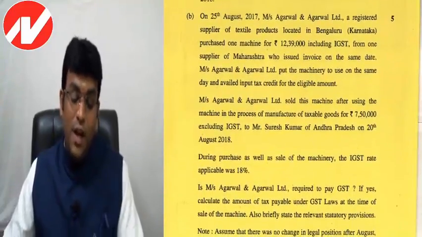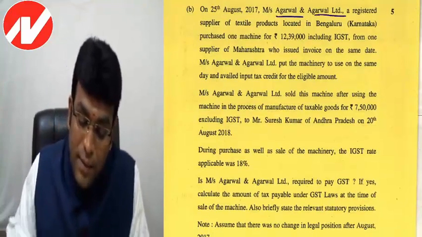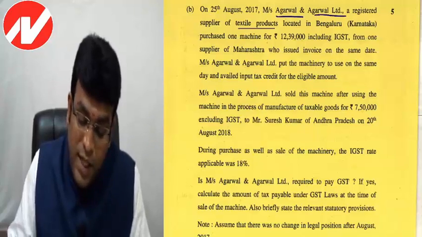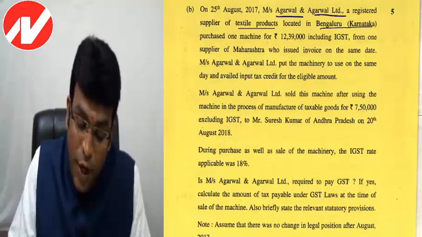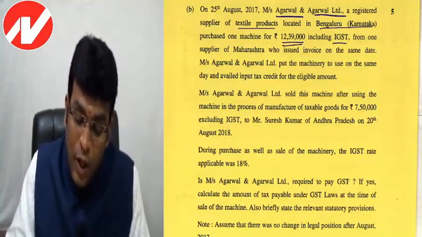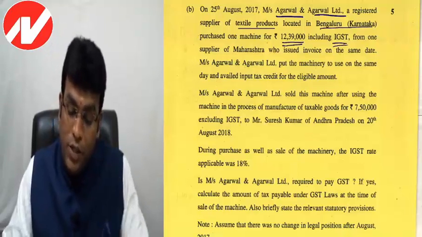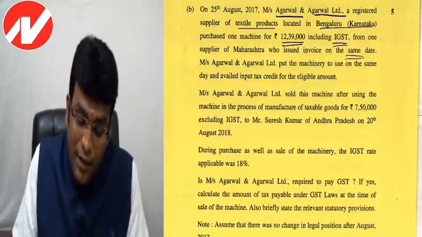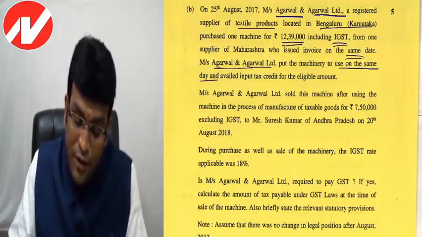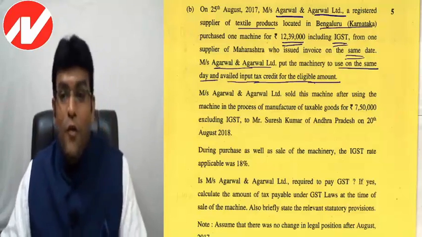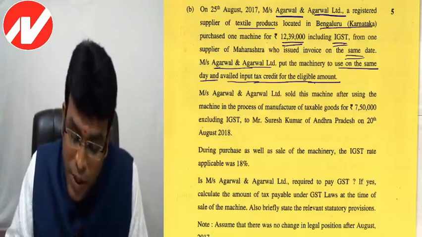See that, my dear friends. On 25th August 2017, Agarwal and Agarwal Limited, registered supplier of textile products located in Bengaluru, Karnataka, purchased one machine for 12,39,000 including IGST from one supplier of Maharashtra who issued invoice on same date. Agarwal Limited put the machine to use on same date and also availed input tax credit for the eligible amount. And Agarwal Limited sold this machine.